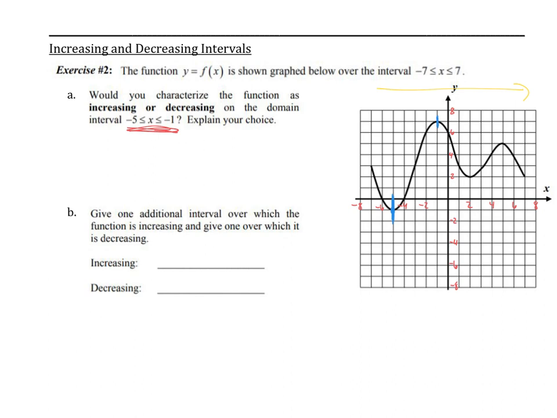Okay? So looking at this graph, from -5 to -1, is that going up or is that going down? Is that increasing or decreasing? And I always read a graph from left to right. So from left to right, that's pretty obvious, right? That is increasing.